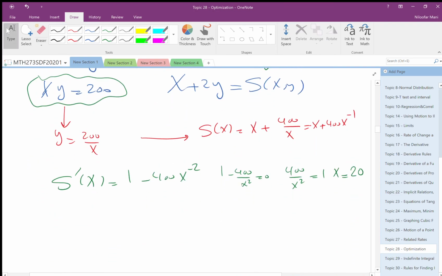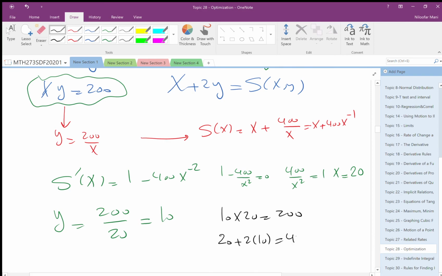x is 20. How about y? y is 200 divided by 20, which is 10. So the two numbers that make the product 10 times 20, 200, and if I add 20 plus 2 times 10, 40 is the minimum for the summation of these two numbers.